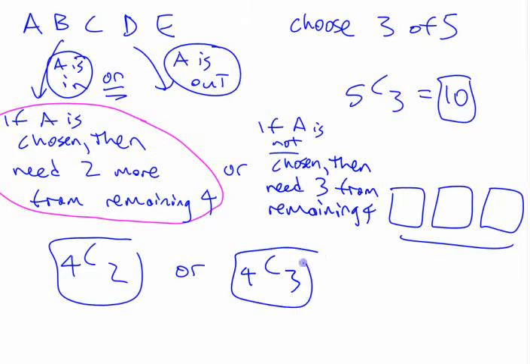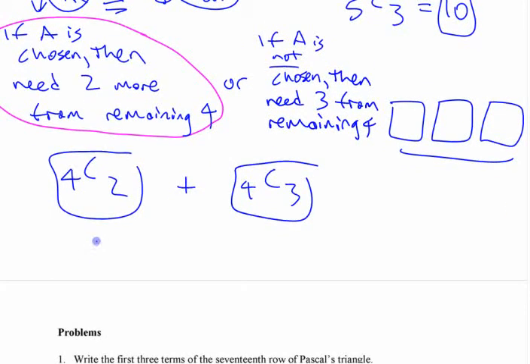Since that's an or, what do I do with those 2 numbers? This is a plus. This happens to be 6. This happens to be 4. That's where the 10 comes from. You wouldn't do all that, but one of the outcomes is students need to understand why the recursive pattern in combinations works.